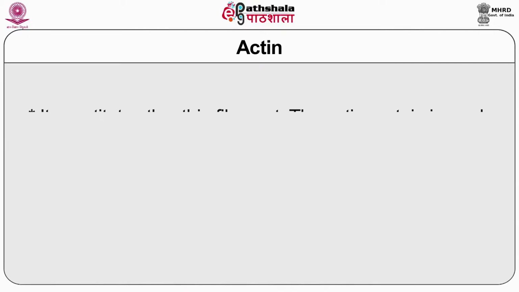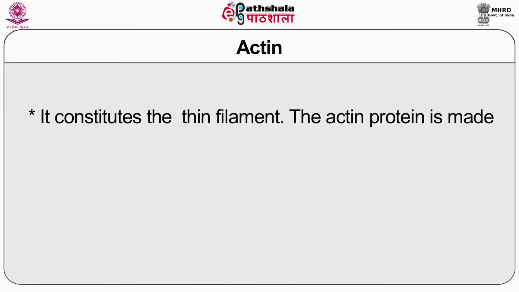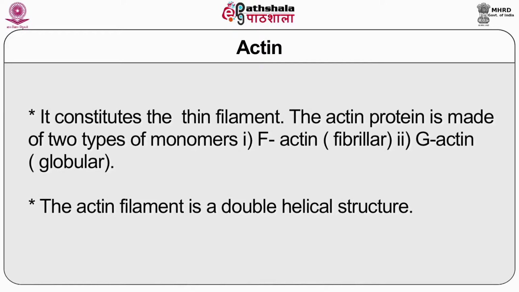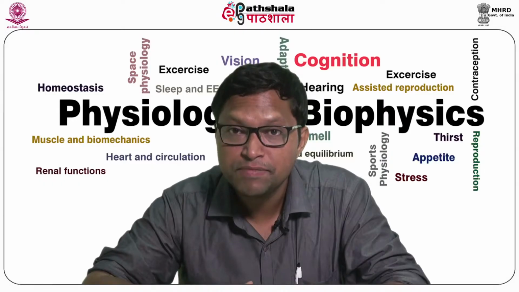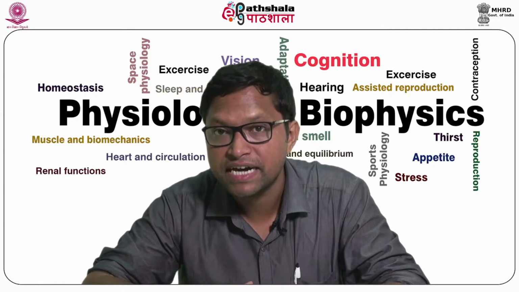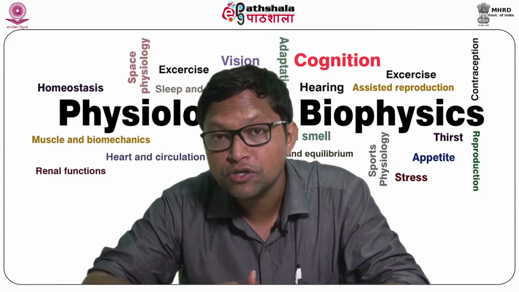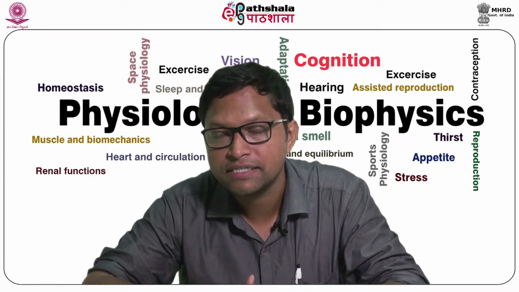Actin constitutes the thin filament. The actin protein is made up of two types of monomers, F-actin, which is fibrillar, and G-actin, which is globular. The actin filament is a double helical structure. ADP molecules are present at regular intervals in this filament, which also participate in the contraction process.